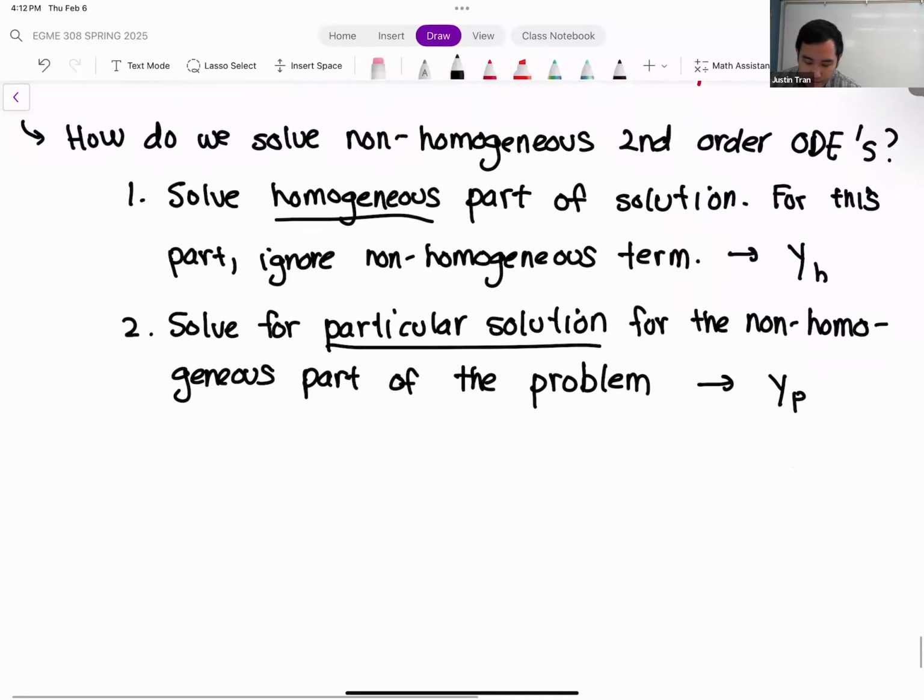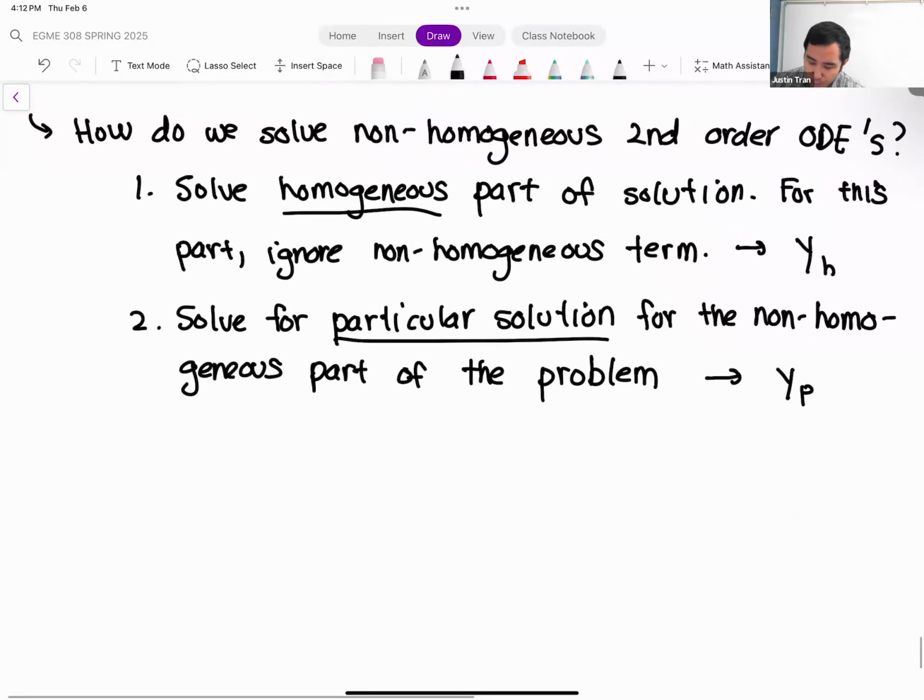Now there are multiple methods for doing so. You might have learned those multiple methods in your previous class, but for this class, in the interest of time, and because this is going to cover probably most of your practical situations anyway, we're going to focus on a method called the method of undetermined coefficients.